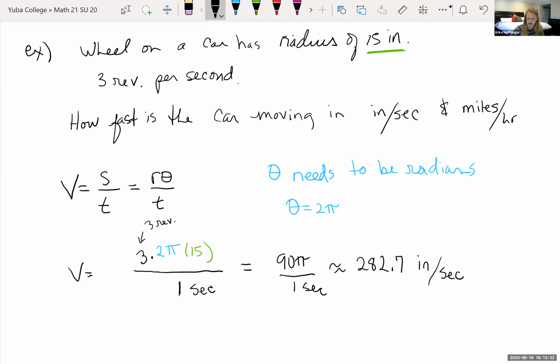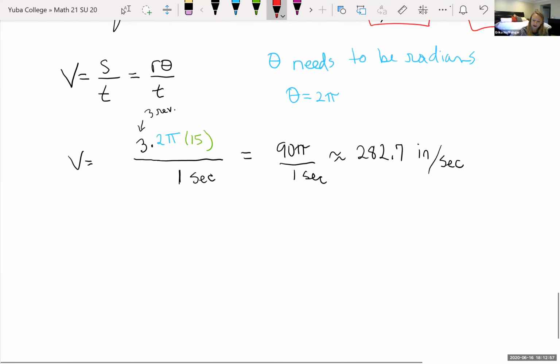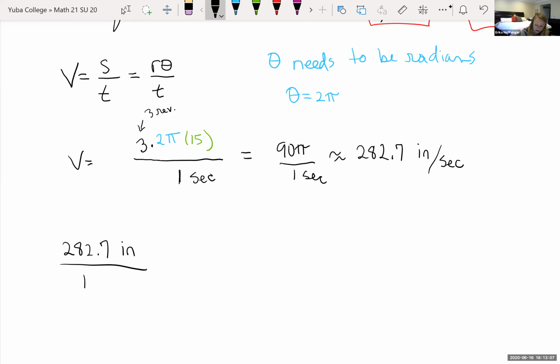So now we want to go from units that are in inches and seconds, and we want to convert it to miles per hour. And so kind of like we were doing yesterday when we were doing the degrees, minutes, and seconds, converting them, so that units that can make 1 can cancel each other out. So let me just move this up. So we have 282.7 inches, and we have 1 second under here.